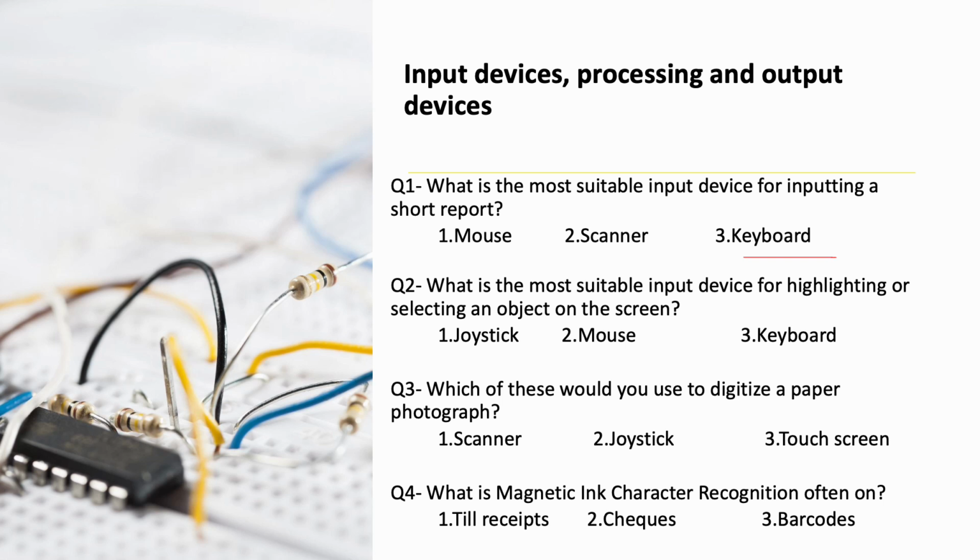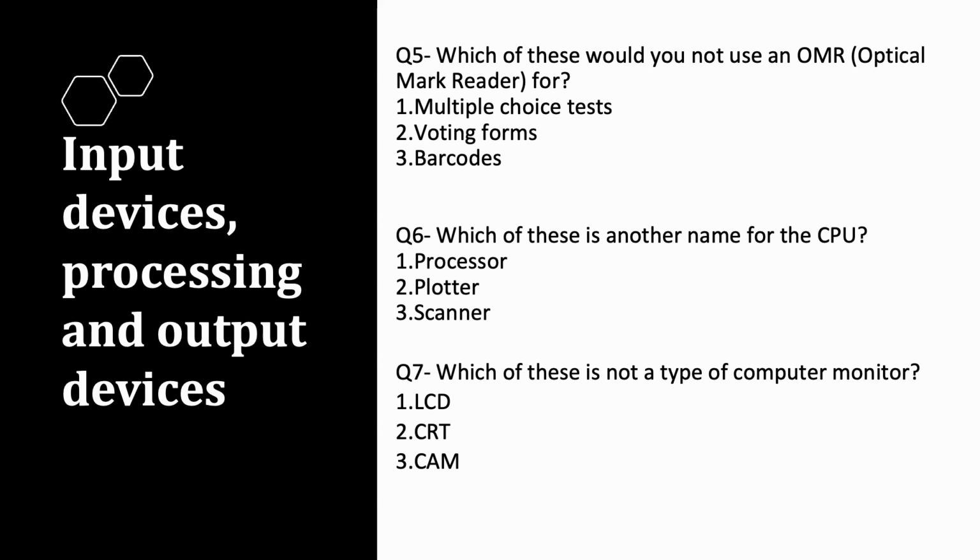Okay. Which of these would you use to digitize a paper photograph? Yep. And now you can even use your phone to take the photograph, right? What is magnetic ink character recognition often used for? Really good. Which of these would you not use on an optical mark reader?